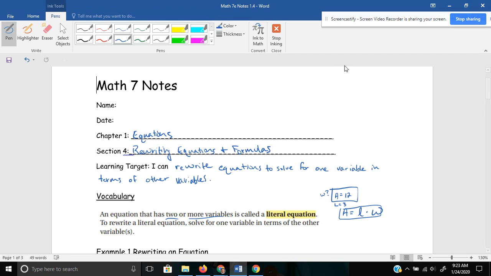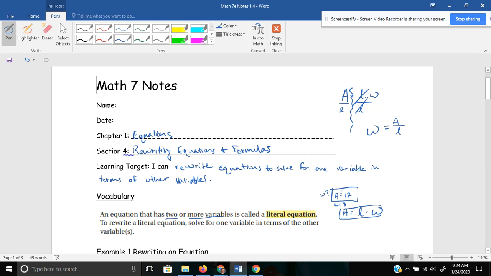Well, if I wanted to solve this equation for W, I'd ask myself, what is being done to W and how can I undo that? Well, W is being multiplied by L, so to undo that, I would divide by L on both sides. So L divided by L is 1. I'd be left with 1W equals my area divided by my length.